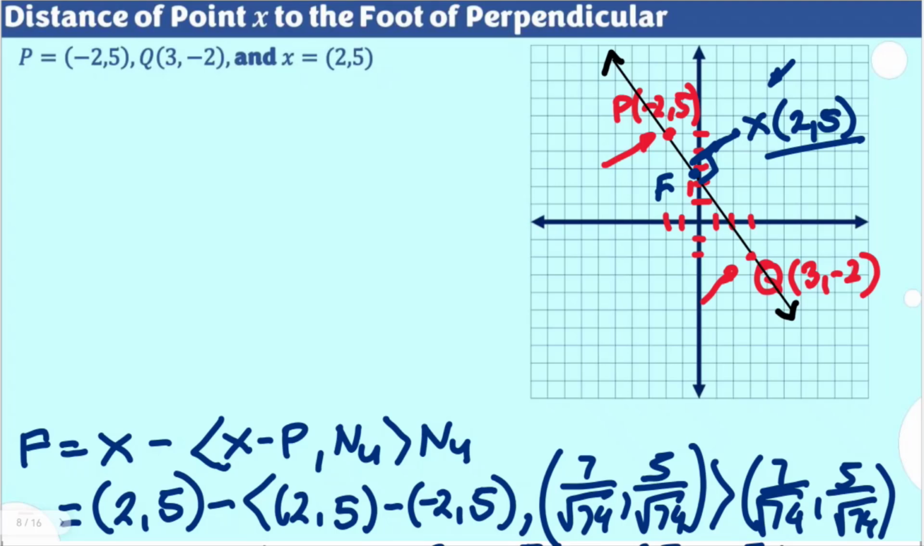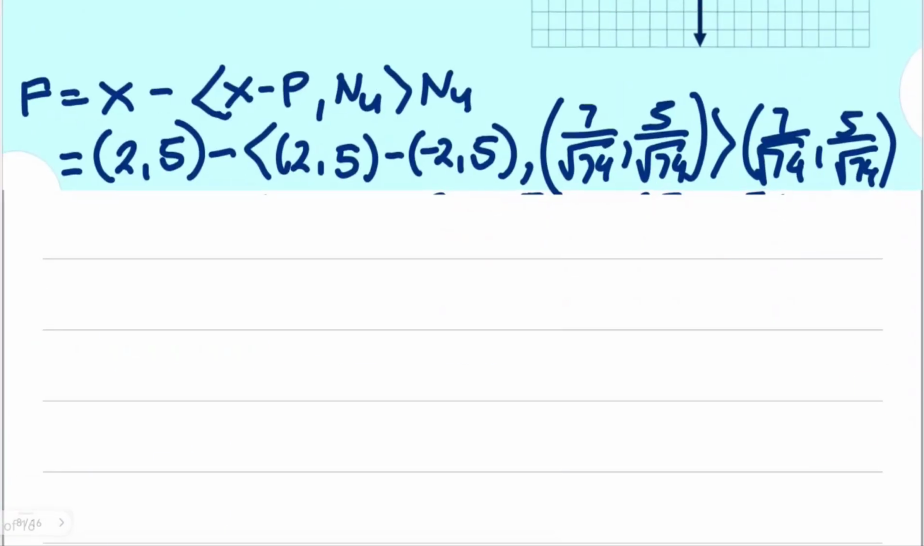For this video, let's determine the distance of point X to the foot of the perpendicular. As you have noticed, we have some scribbles here because this was already part of the process of determining the foot of the perpendicular. That was actually one of the videos in this playlist, so please try to review that. I purposely pasted here the scribbles on our Cartesian plane together with the process of determining the foot.